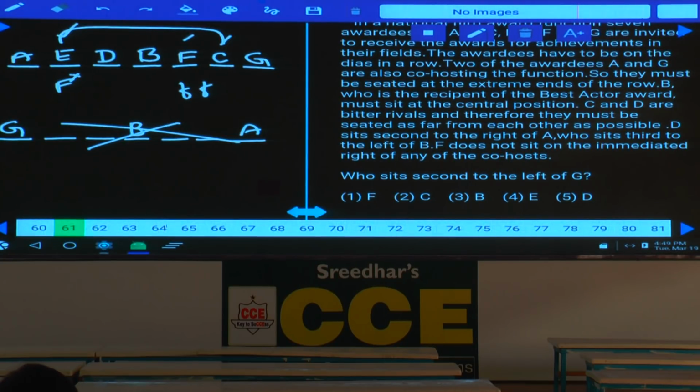Direction is not given, always take it as towards north only. By default, you take it as towards north. And who sits second to the left of G? Yes, tell me who is seated second to the left of G? F. F, that is choice 1.